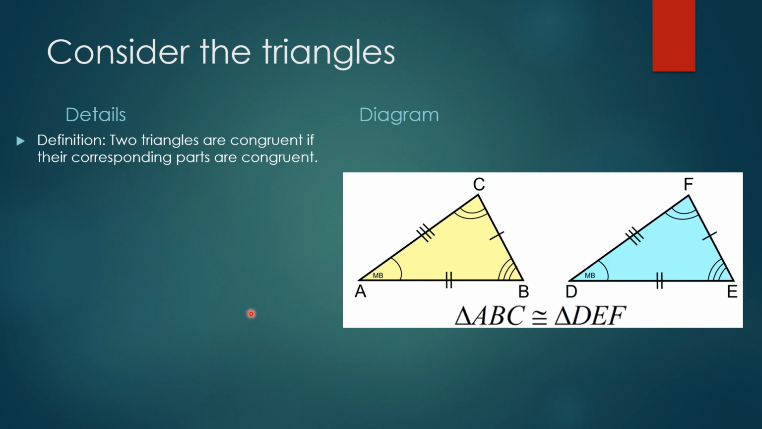Now let's consider these two triangles. The definition: two triangles are congruent if their corresponding parts are congruent. Remember, the definition of congruency simply means that if two structures have the same measurement, then those structures are congruent. Well, a triangle has three angles and three sides. In order for a triangle to be congruent to another triangle, all of those parts must be congruent to the corresponding parts.